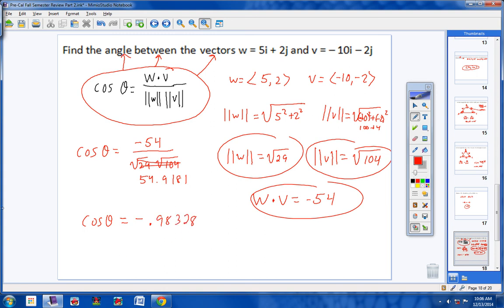So second cosine of that number will give me 169.5 degrees. I'm going to go ahead and say 170. But if you round it somewhere else, that's fine. There you go, guys. I mean, just use the formula and you'll be fine, okay? Alright, moving on.